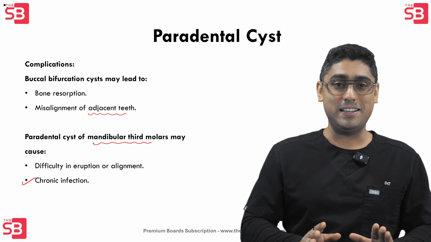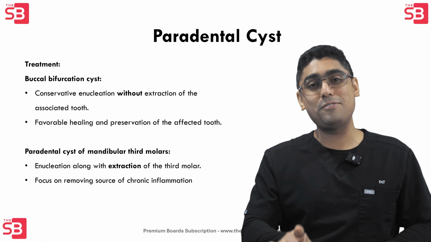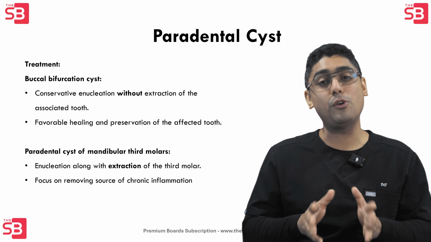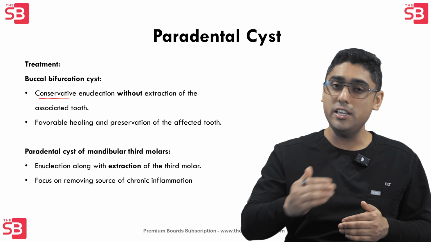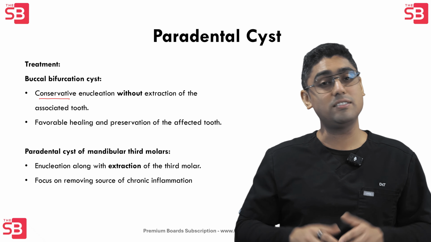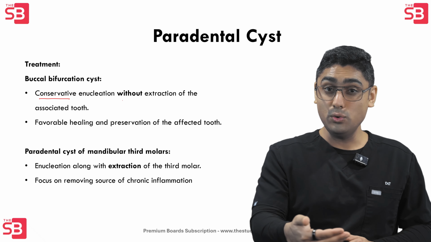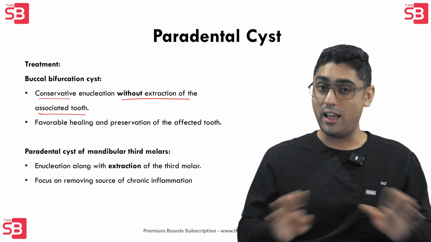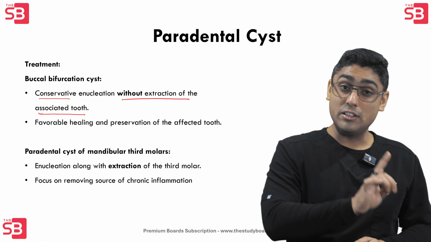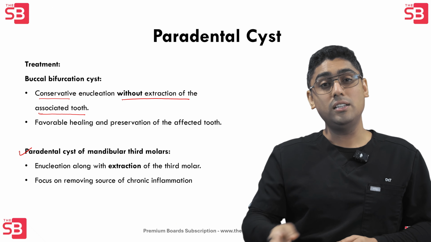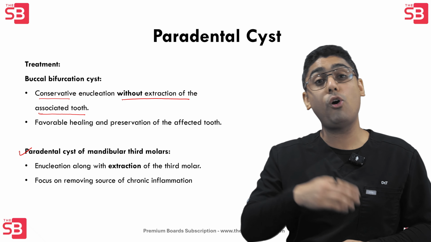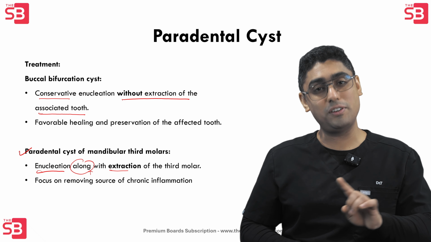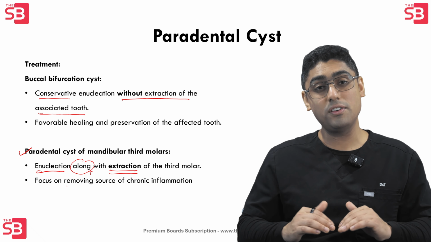Now let's move into the treatment, and remember, it all depends upon the type of the cyst we are dealing with. For a buccal bifurcation cyst, the management is generally going to be very conservative. The cyst lining is carefully enucleated, but the associated molar is left in its place. This preserves the tooth and the surrounding bone as well, and the healing in younger patients is usually smooth and uneventful. In contrast, when you're dealing with a paradental cyst around the mandibular third molar, the treatment is typically enucleation along with the extraction of the involved wisdom tooth. And by removing the tooth, we eliminate the chronic source of inflammation, which significantly lowers the risk of recurrence here.